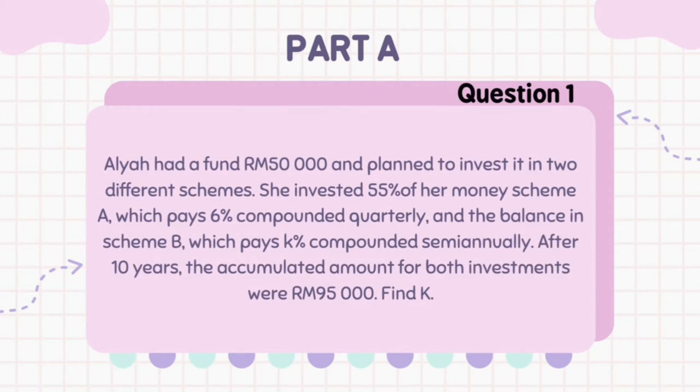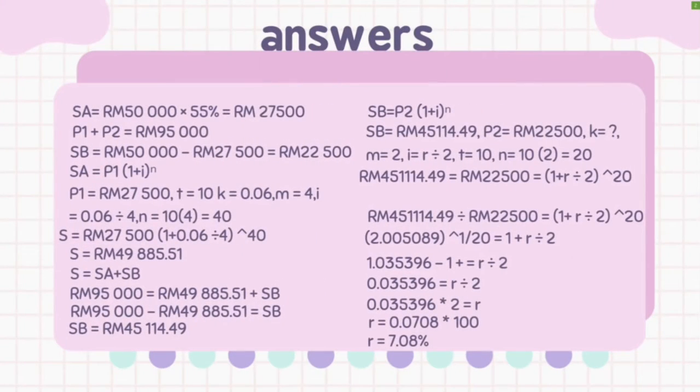Part A, Question 1. Find K. Based on the question given, first, we need to find out how much Alia had put into two different saving accounts. As the total money is 95,000 ringgit, and Alia already opened two different saving accounts, she already invested 55% in the saving account A, which will be 27,500, and the remaining is 22,500 for saving account B.